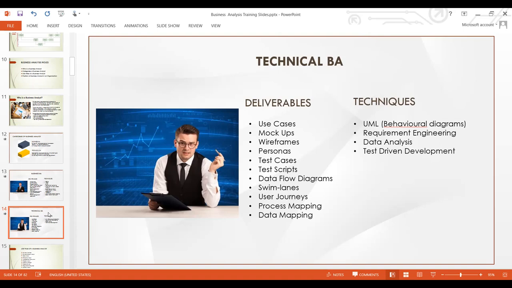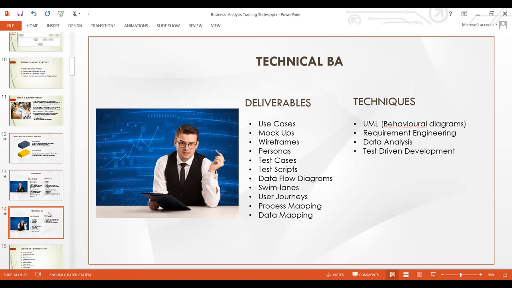Then we have user journey. At times we look at customers, their customer journey, to understand our customers, maybe their pain points, the way they interact with our product or within our website or whatever. That's where we create a user journey: how the user of a particular software interacts with that software. So before you create any software, you need to create the user journey.